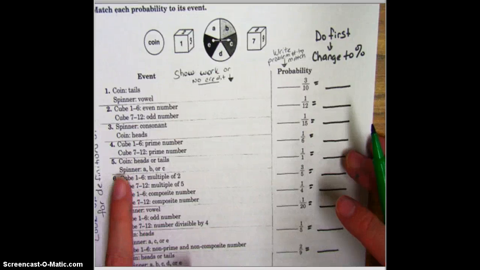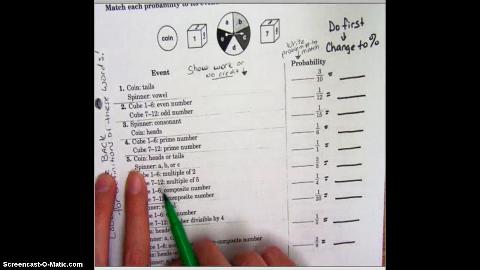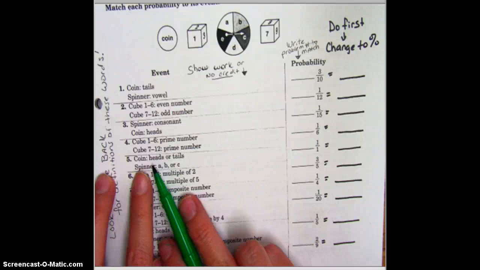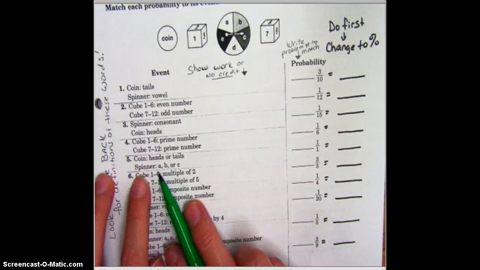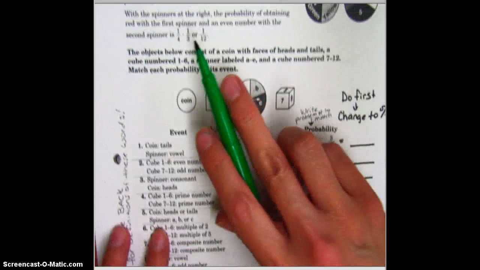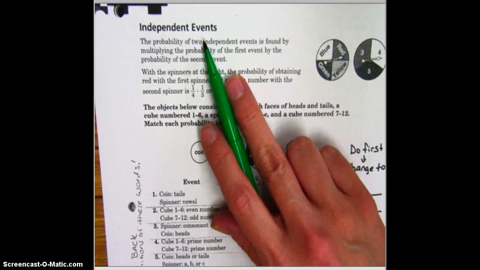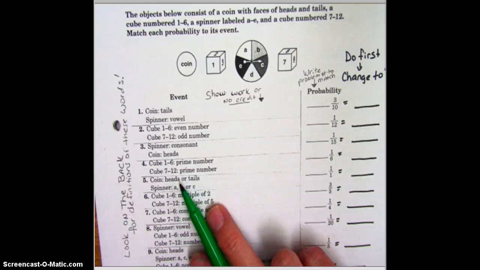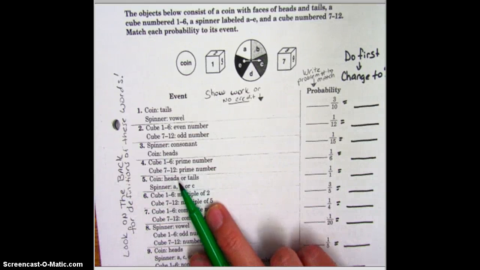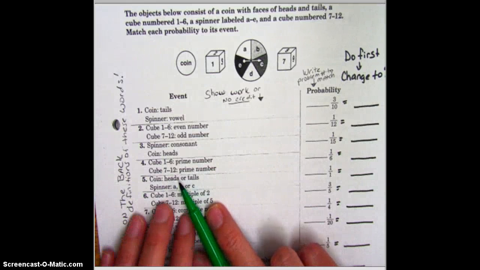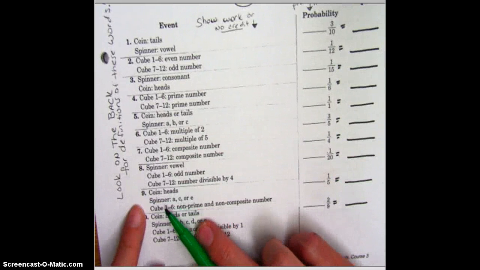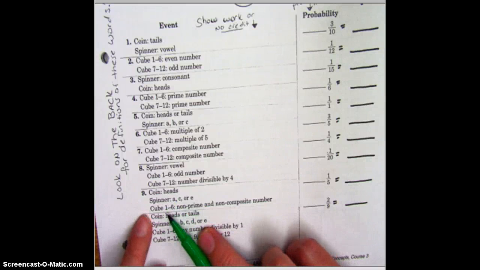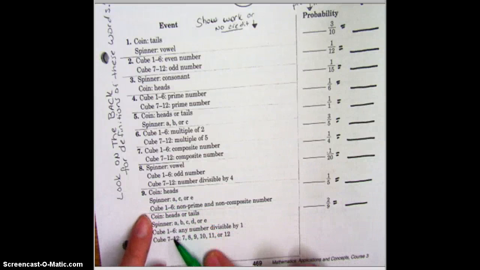Let's see, what about this one right here, number 5? What is the probability of getting a heads or tails and getting a spinner on A, B, or C? And so remember that these are independent events in that they're not going to change. The coin never changes from one to the next. It always stays the same. But you're doing two different things on this one. Down here you would have a coin, a spinner, and a cube, so you'd be doing 3 things, so you're going to have 3 fractions. Here you have 4 things, so you're going to have 4 fractions.